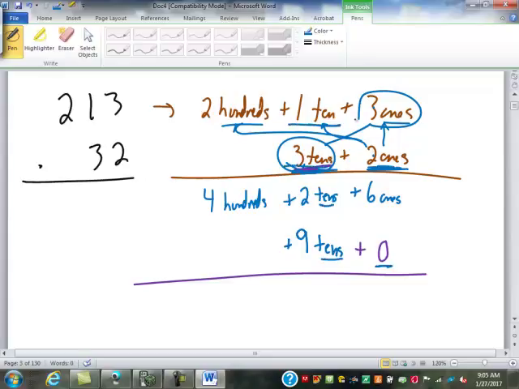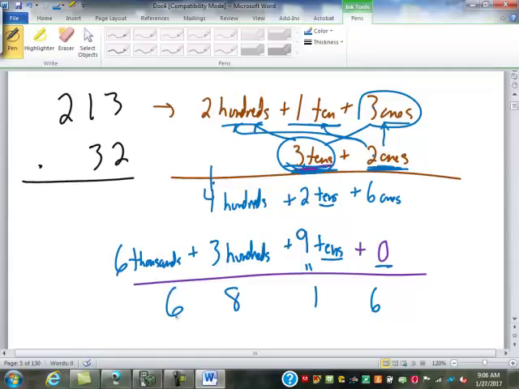3 tens times 110. 3 times 1 is 3. Tens times tens, hundreds. And then 3 tens times 2 hundreds. 3 times 2, 6. Tens times hundreds is thousands. So I've got 6. 9 and 2 is 11, so I'm going to keep the 1 and carry the 1. 1 and 4 is 5, plus 3 is 8, and 6. So 6,816 we get.